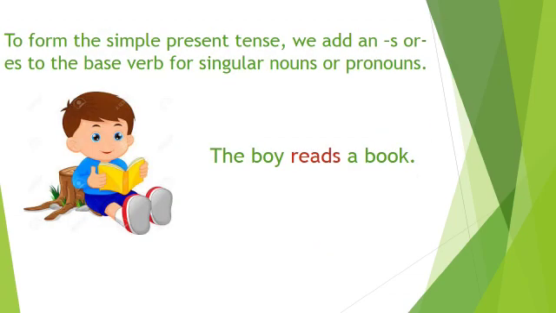To form the simple present tense, we add an s or es to the base verb for singular nouns or pronouns. For example, the boy reads a book. Now in this sentence, how many boys are there? There is only one boy. So the boy is singular. So with the singular noun, we will add an s to the verb, right? So that's why we have added s to read. The boy reads a book.